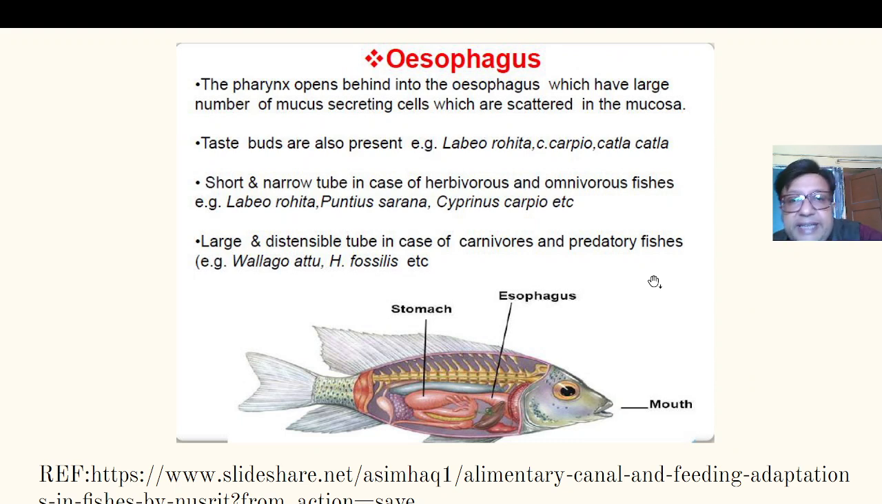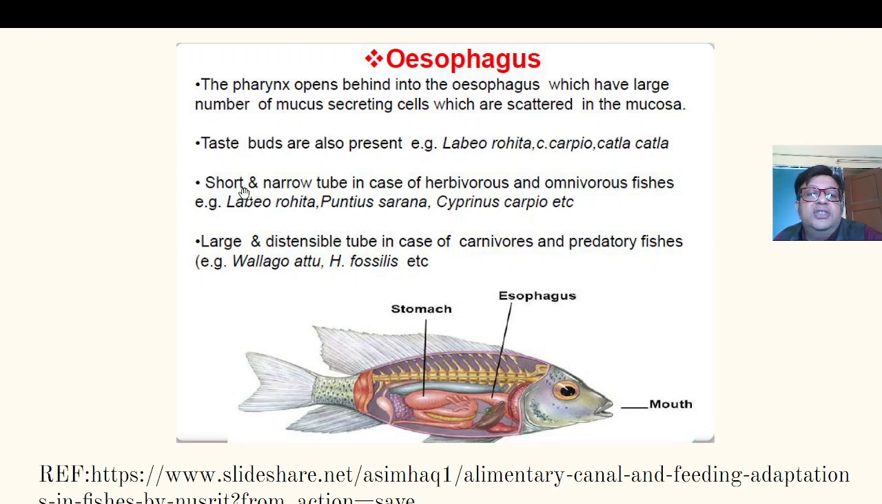Now go to the next slide. We come to the esophagus. The pharynx opens behind into the esophagus, which has a large number of mucus secreting cells scattered in the mucosa. Also, taste buds are present, like in Labeo rohita, Cyprinus carpio, Catla catla.